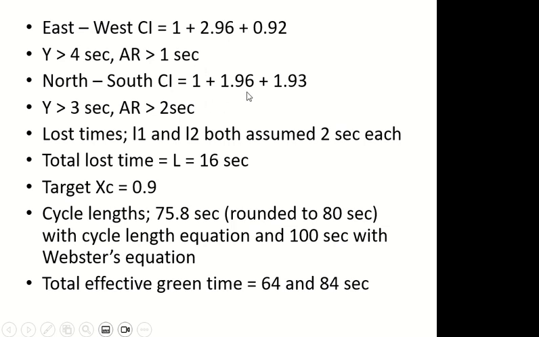So this is your yellow. 1 plus 1.96 means 2.96, so round it up to 3, and then 1.93 rounded up to 2. So these are your yellow and all red times.